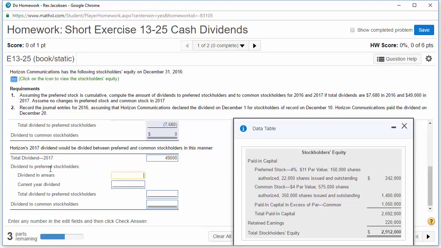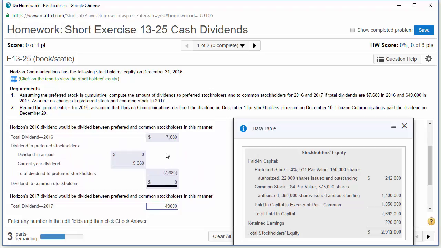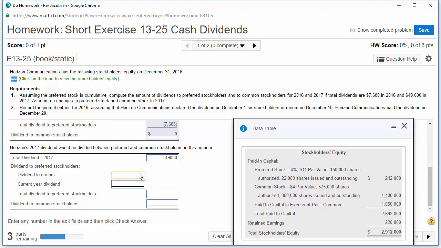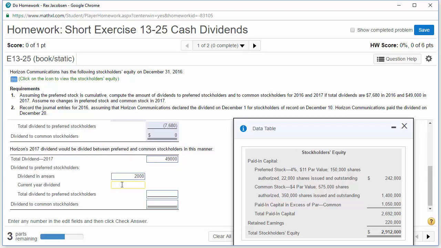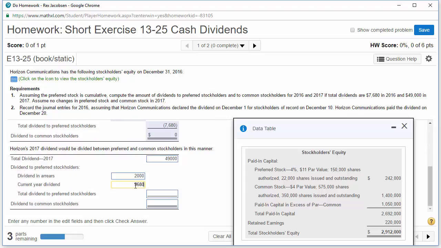Dividend in arrears for the preferred. So we're working on the preferred section. So dividends in arrears means how much are we late. So we owed them back in the previous year, we owed them $96.80, but we only paid them $76.80. So we are late or in arrears for $2,000. And then what do we normally owe the preferred stockholders? It's the same $96.80. Remember, that was outstanding shares times par times the rate.